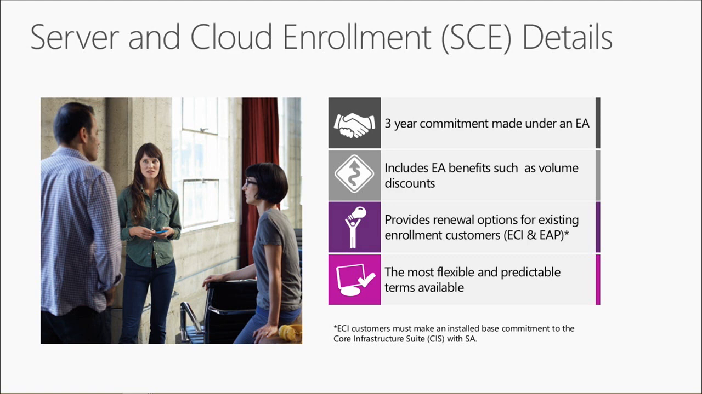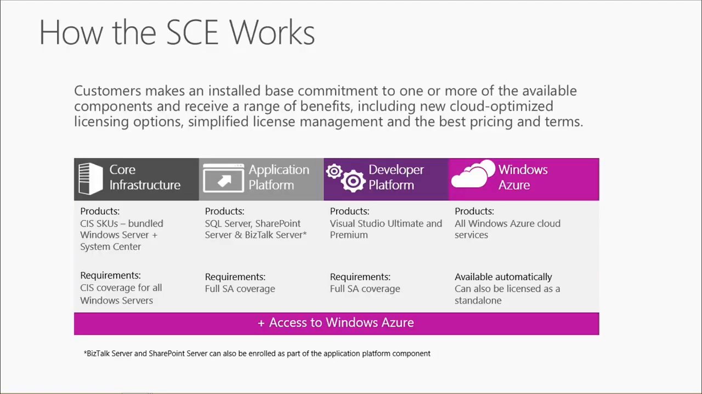For customers with an expiring EA, EAP, ECI, or SA commitment, it is a great time to evaluate whether SCE is the right licensing vehicle for your organization's server and cloud needs. To enroll in SCE, an install base-wide commitment is required to one or more of all of the 4 SCE components: core infrastructure, application platform, developer platform, and Windows Azure. Choose any of these components individually or group them as needed. When choosing any of the first 3 components, Windows Azure at the best pricing is also available.